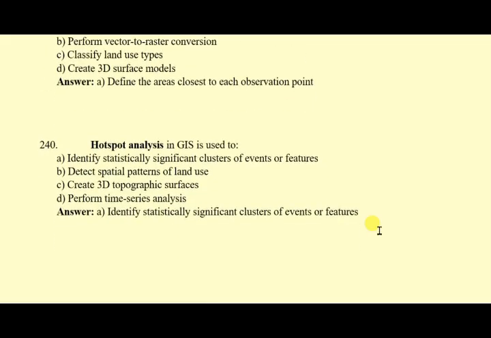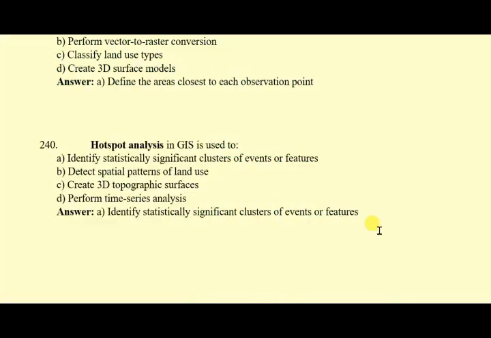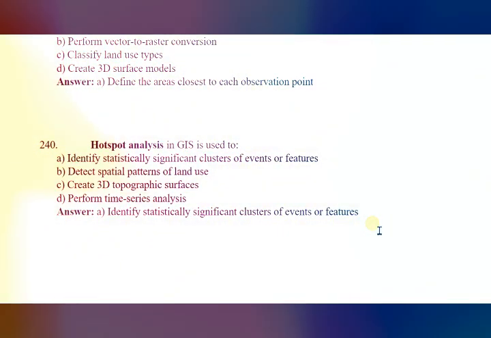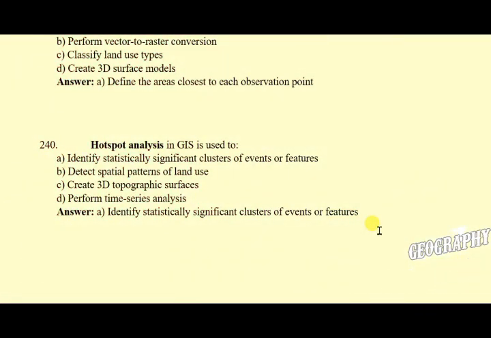Question 240. Hotspot analysis in GIS is used to identify statistically significant clusters of events or features, detect spatial patterns of land use, create 3D topographic surfaces, perform time series analysis. Here the correct answer will be identify statistically significant clusters of events or features.